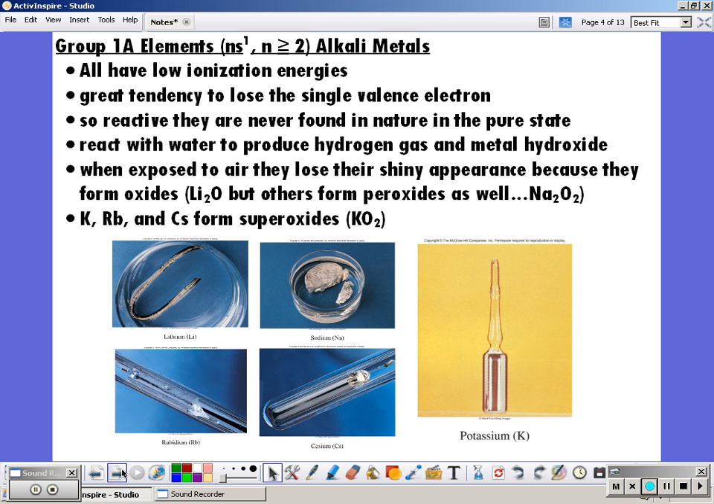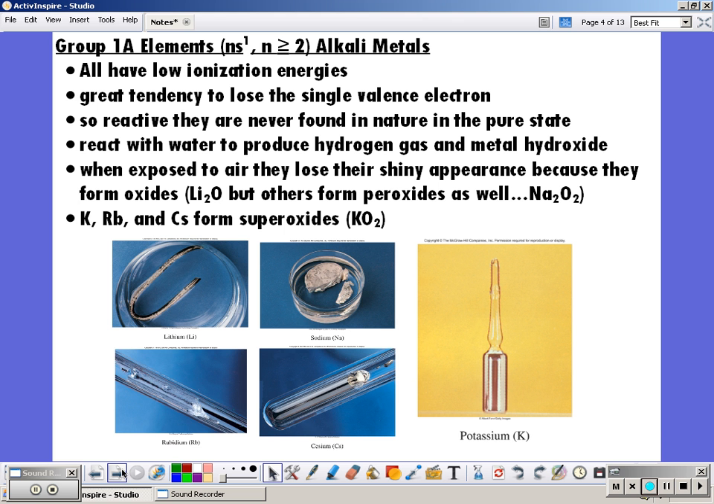Now, group 1A elements all end in ns1 as long as the energy level is 2 or above, and those are your alkali metals. They have low ionization energies. They have the tendency to lose their valence electron, so they form a +1 charge. They're very reactive, so they're not found in nature in their pure state. Instead, they're always found in stable compounds. They react with water to produce hydrogen gas and a metal hydroxide.